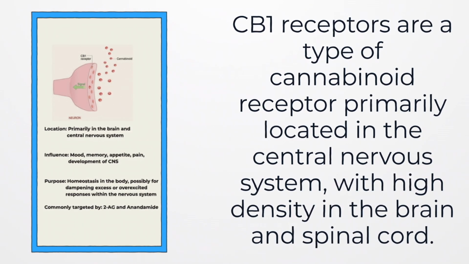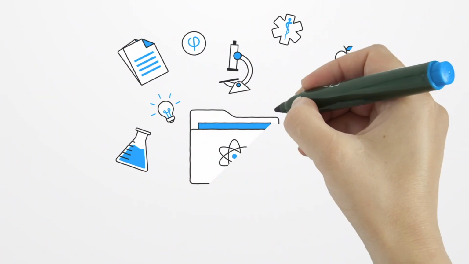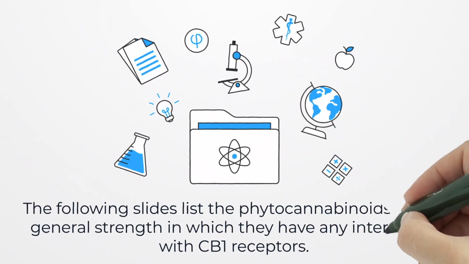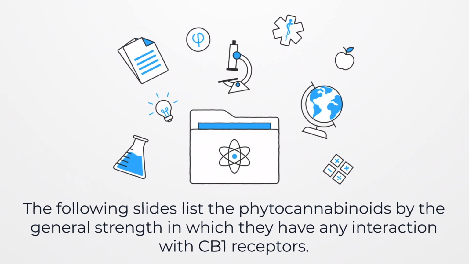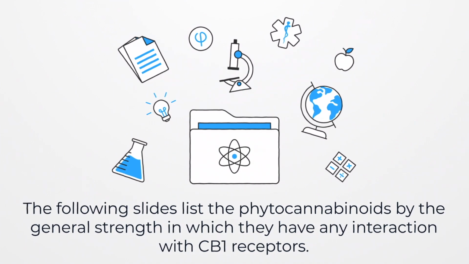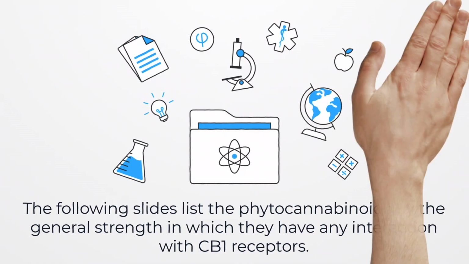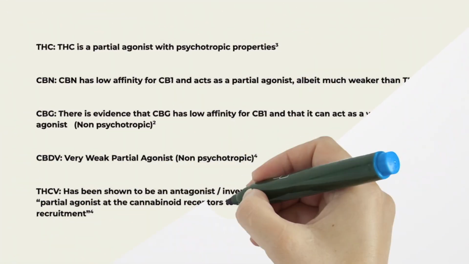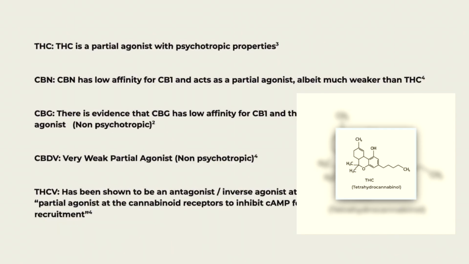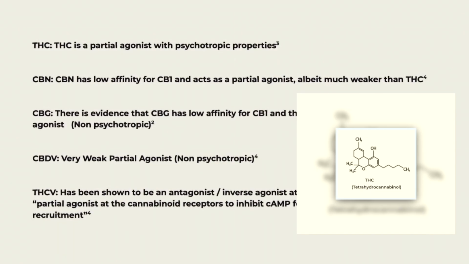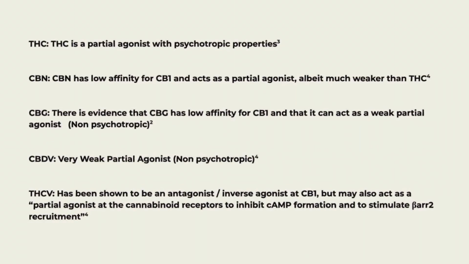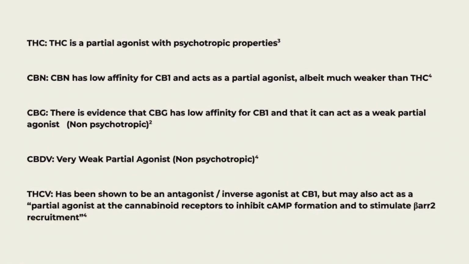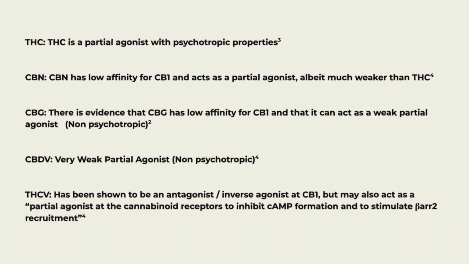Now we can move on to how those exogenous cannabinoids interact with CB1. The following lists the phytocannabinoids by the general strength in which they have an interaction with CB1 receptors. Certain terms used may be unclear. However, I will do my best to clarify. THC is a partial agonist, meaning it activates the CB1 receptor to a certain extent, but not fully. It also has psychotropic properties, or is associated with a feeling of being high. You can think of an agonist as something that activates the receptor.